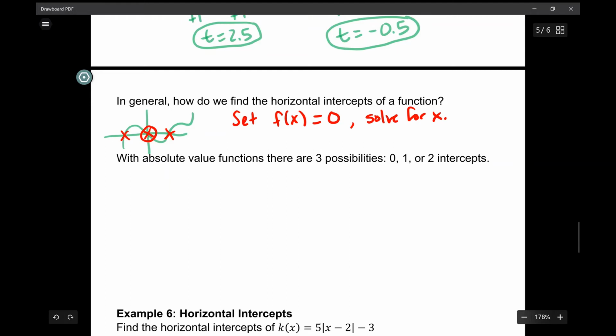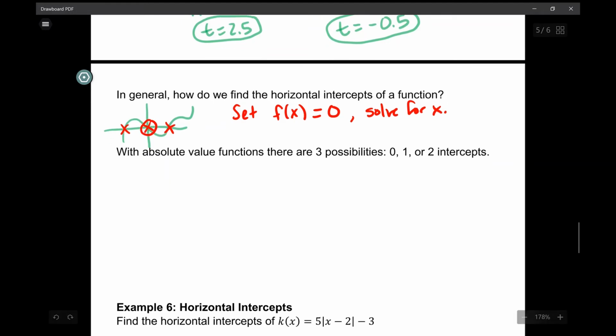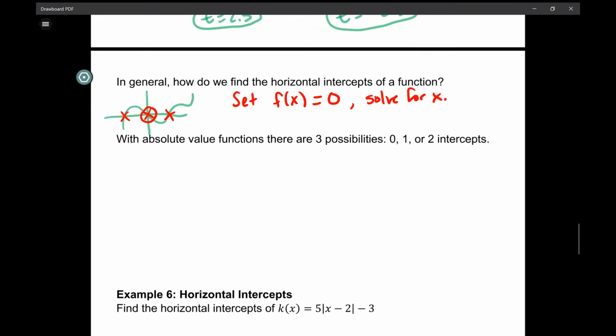You want your output to be 0, or your y value, your height, to be equal to 0. So with absolute value functions, there's going to be either 0 horizontal intercepts, that should say horizontal. There could be 0 horizontal intercepts, 1 or 2. Let's just draw pictures of what that looks like.